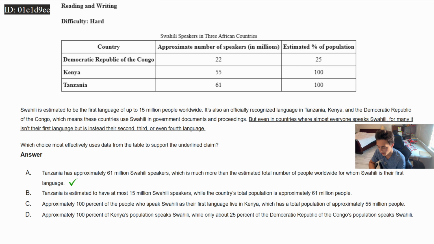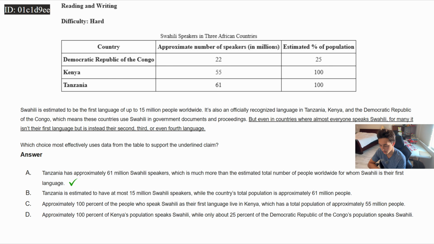Tanzania is estimated to have at most 15 million Swahili speakers, while the country's total is approximately 61 million people. Well, that's just not true according to the table, because the table says Tanzania has 61 million Swahili speakers, not 15 million. Approximately 100% of the people who speak Swahili as their first language live in Kenya, which has a total population of approximately 55 million people. So their total population is approximately 55 million, and 100% of the people who speak Swahili is in Kenya, but not as their first language. So that doesn't support the underlined claim.